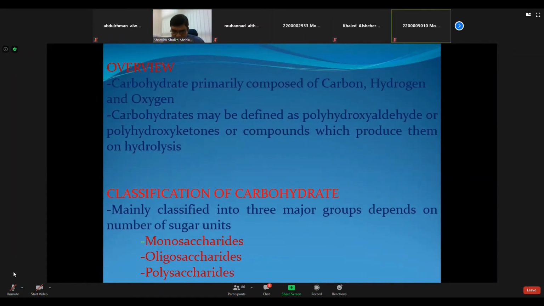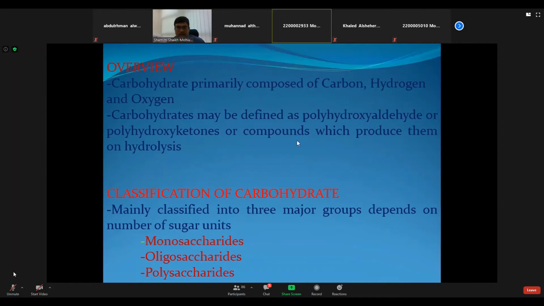Now you can see the overview and classifications of carbohydrate. Yes, this is the overview. Okay, fine. You should tell me before that. Anyhow, you can see here what I told: it is defined as a polyhydroxyaldehyde or polyhydroxy ketone. Can you see my pointer moving?